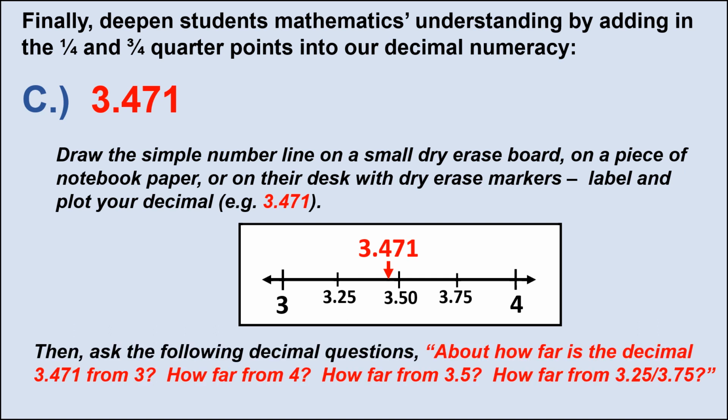Now, we can ask the following decimal questions. About how far is the decimal 3.471 from 3? It's clear from the number line, it's about 47 hundredths. How about from 4? About 53 hundredths. From 3 1/2, 3 hundredths. From 3.25, 22 hundredths. From 3.75, around 28 hundredths. With sufficient practice, students become very adept and numerate at this process.